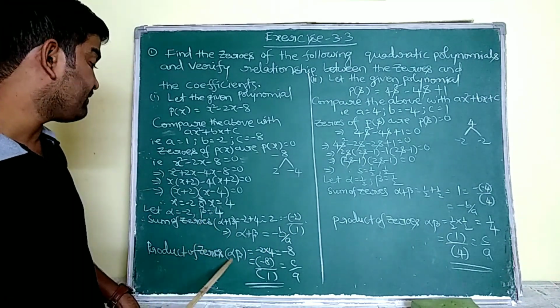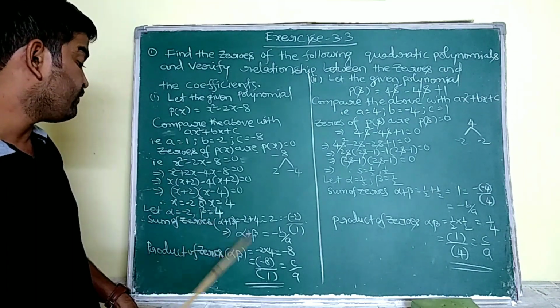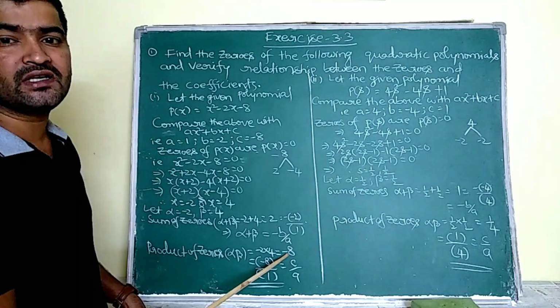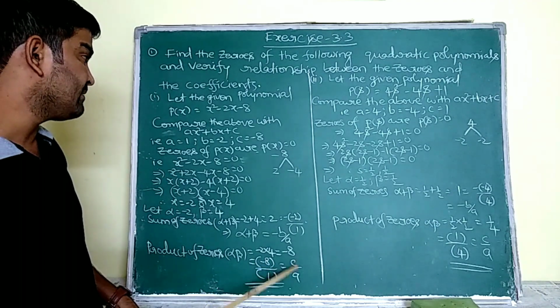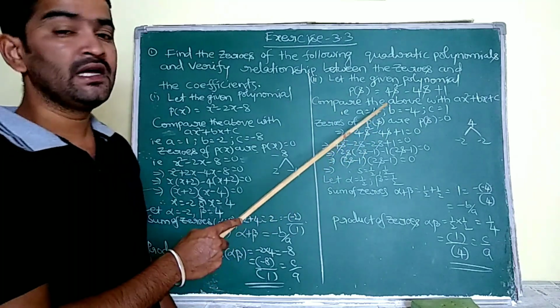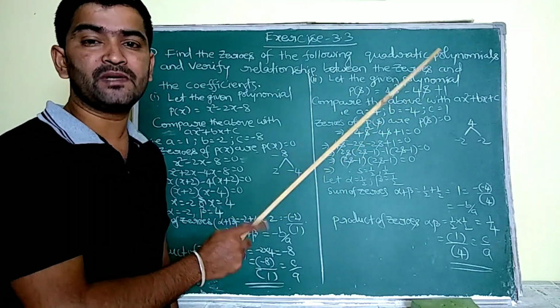Now coming to the product of zeros, alpha into beta, that is minus 2 into 4, which is minus 8. Now I have to check whether this minus 8 is equivalent to c by a or not. So minus 8 by 1, that is c by a. Verified, no? Now coming to the second question, here he gave the polynomial as 4s square minus 4s plus 1.